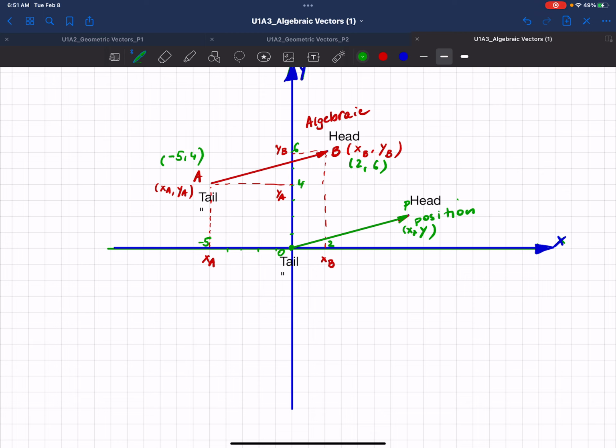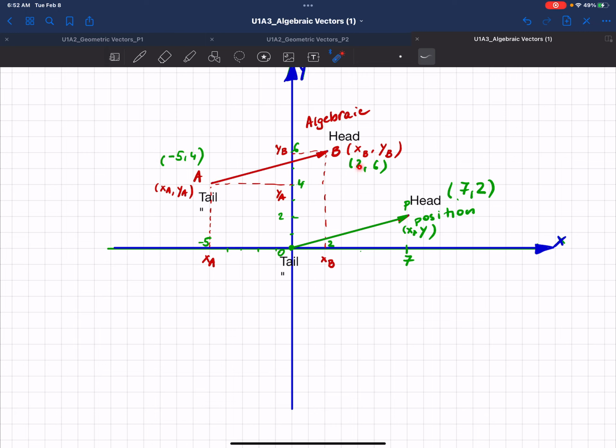Okay, so when you look at the coordinates of the respective position vector, you can tell that it will have the coordinates x equals 7 and y equals 2. So compare the x coordinates of points A and B. From negative 5 to positive 2, there are 7 units in between, and that's why we have the x coordinate of the head, 7.